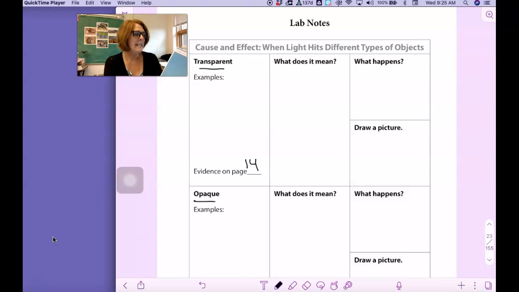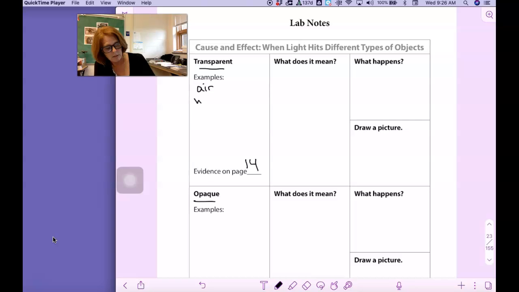If a path of light hits something that is transparent, most of the light will pass right through. Air, water, and glass are all transparent. When light hits these transparent objects, it passes through to the other side. It is almost as if the object isn't there. So what are some examples of things that they gave that are transparent?